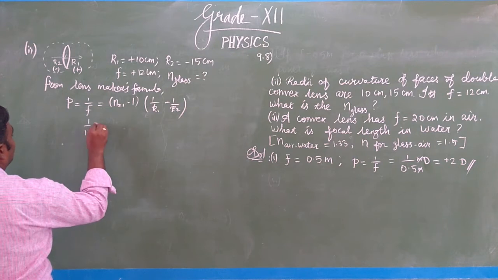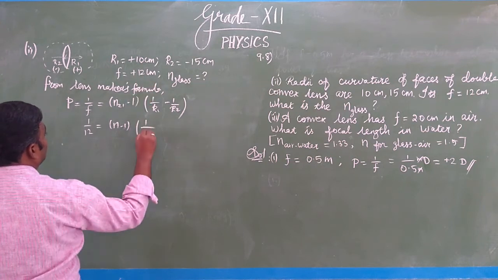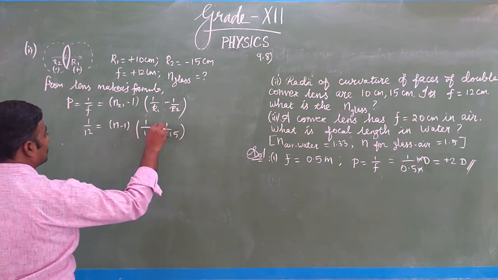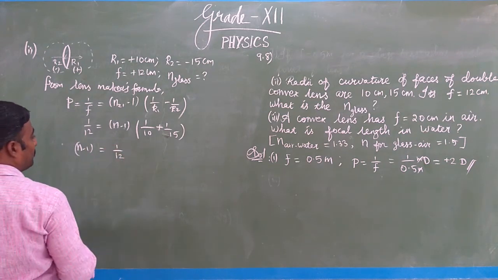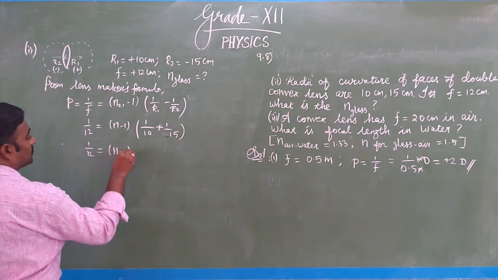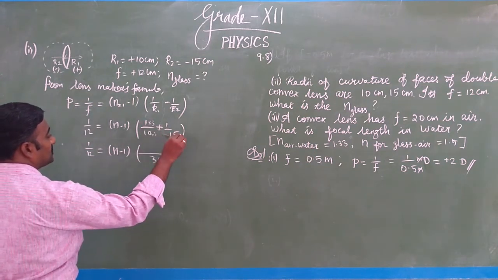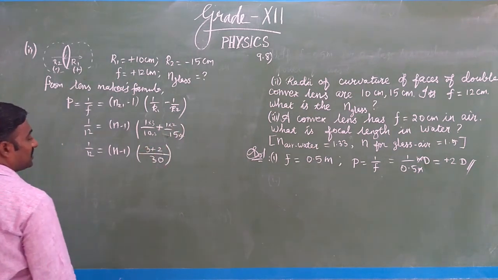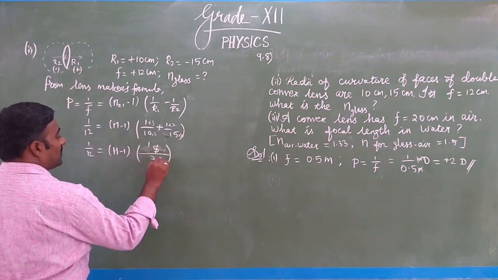So 1 by 12 is equal to (n minus 1) into (1 by R1 minus 1 by R2). What is the R1 value? It is plus 10 and R2 is minus 15. So minus becomes plus. Let us simplify this. So 1 by 12 is equal to (n minus 1) into, LCM is 30. Here 3 times, so here also 3 times. Here it's 2 times to become 30, here it's also 2. So (3 plus 2) by 30 is equal to 5 by 30, and 5 by 30 is equal to 1 by 6.